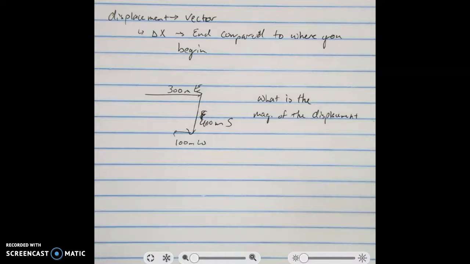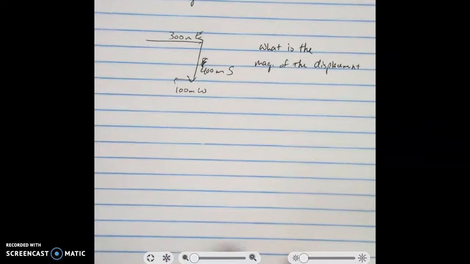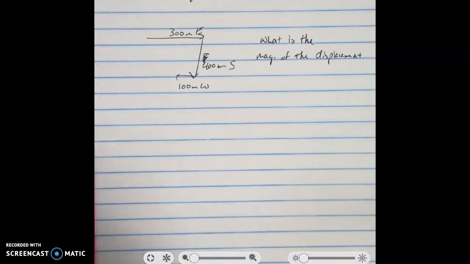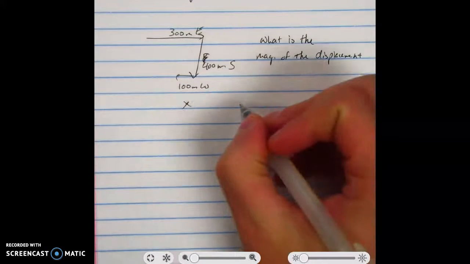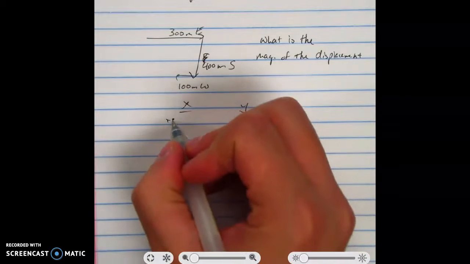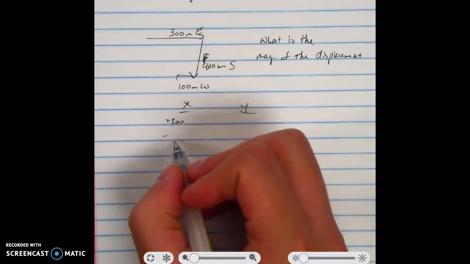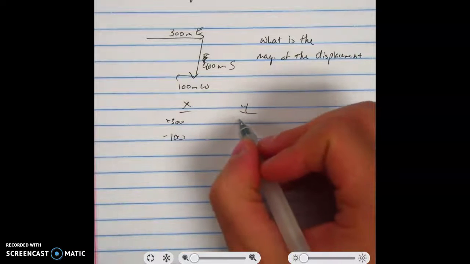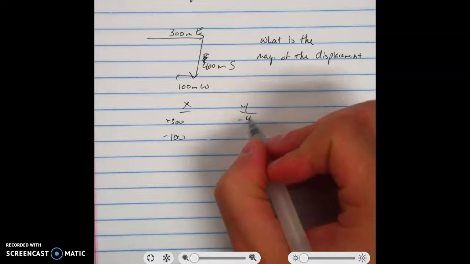life's a little more challenging than that because we have stuff moving in the x-axis, east and west, and something moving in the y-axis, south. So we actually kind of have to split these things up based on that information. So I can say x and I can say y. So x-axis, I have a positive 300, a negative 100. Y-axis, I have a negative 400.